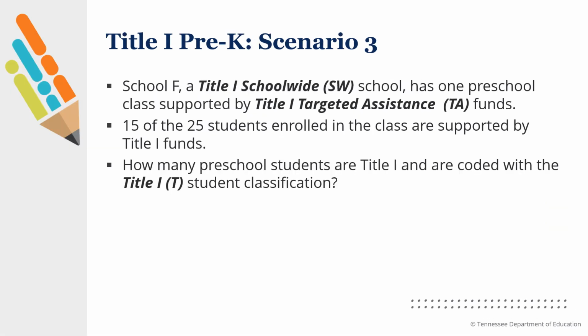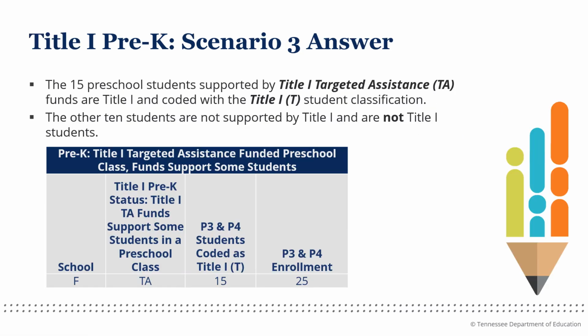Pre-K scenario 3. School F, also a Title I school. It has 1 preschool class supported by Title I targeted assistance funds. 15 of the 25 students enrolled in the class are supported by Title I funds. How many preschool students are Title I and coded as Title I-T? The answer: the 15 students supported by Title I funds. These students are Title I and coded as Title I-T. The other 10 students in the class are not supported by Title I funds and therefore are not Title I and not coded as Title I-T.